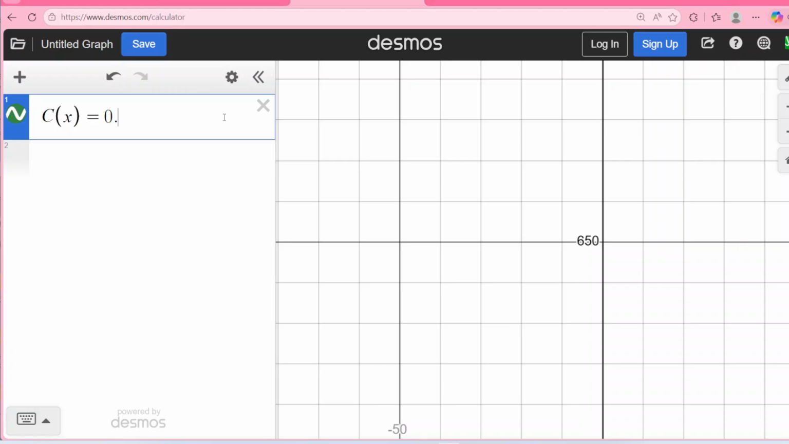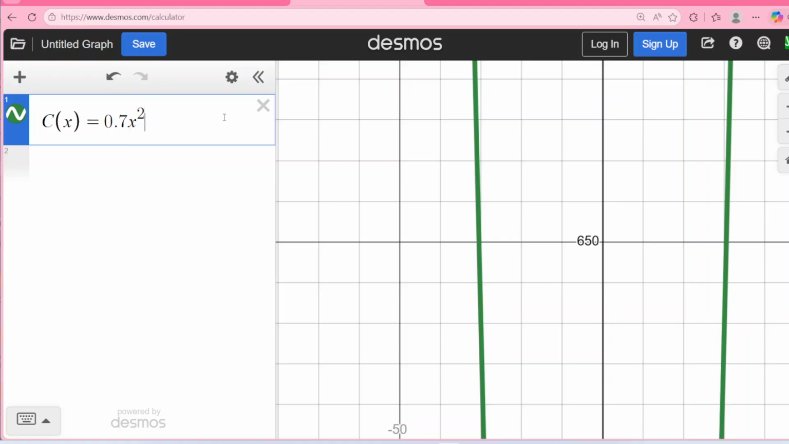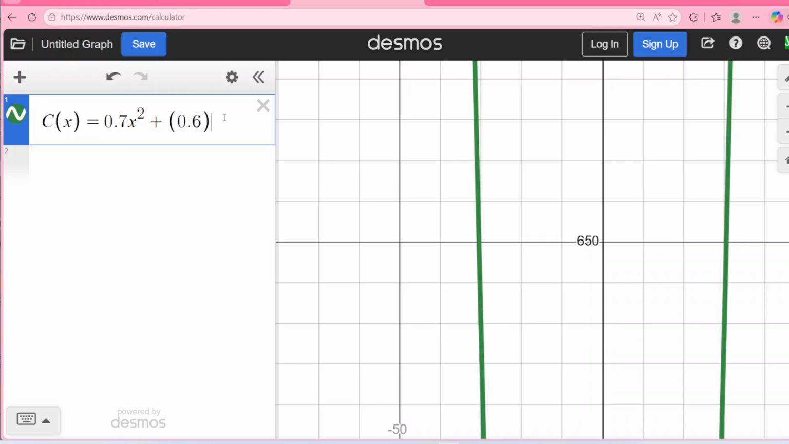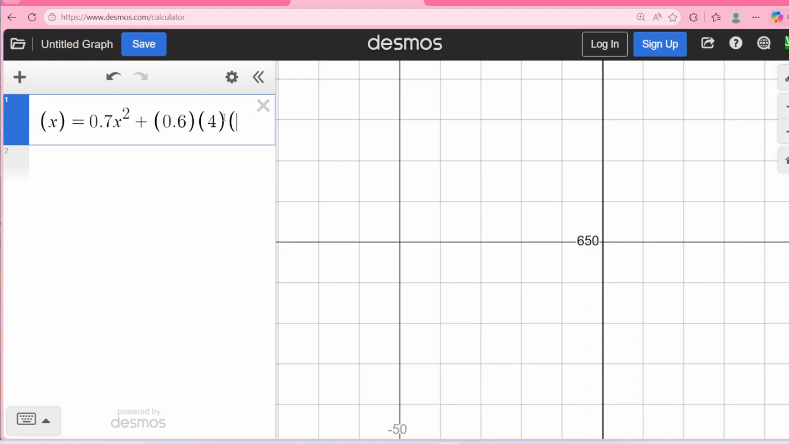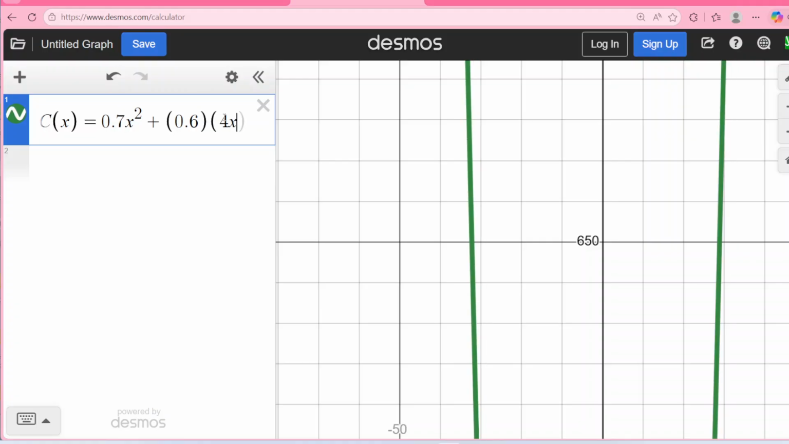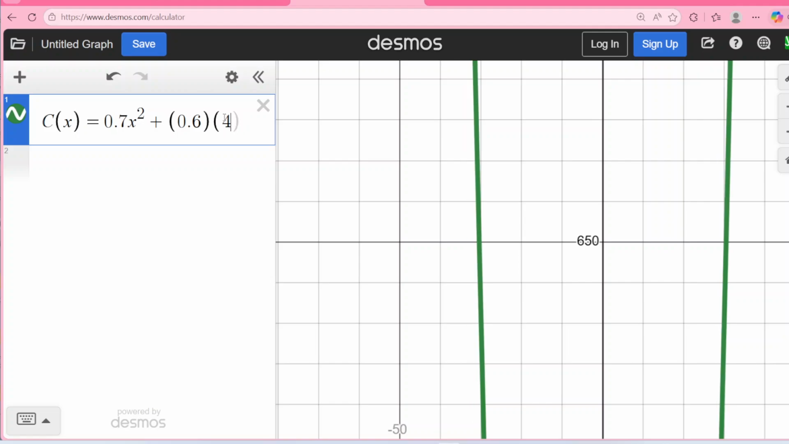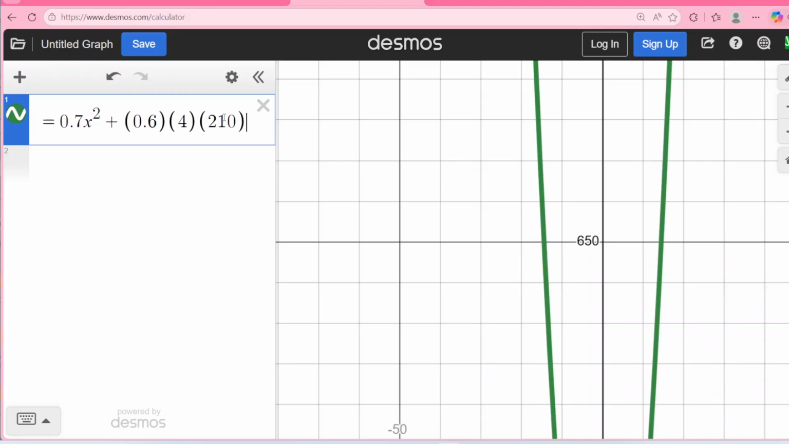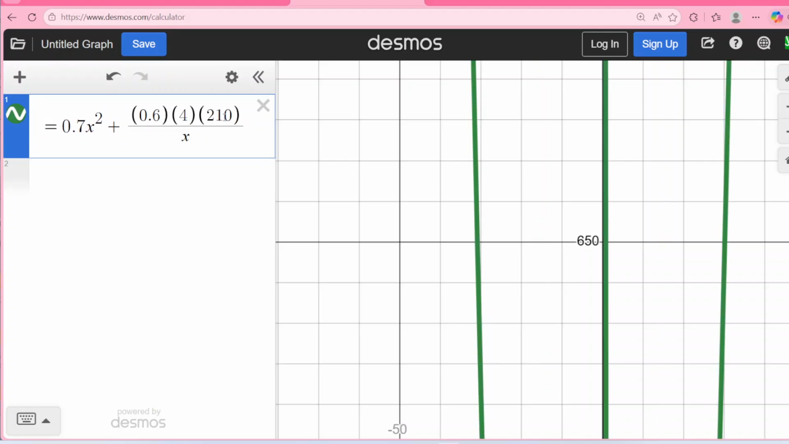equals our cost function, 0.7 x squared plus 504. Just so I don't make a mistake, I might have made an arithmetic error. We'll see. I had 0.06 times 4 times 4x, and then times 210 over x squared. So that was all over x like that. Okay.